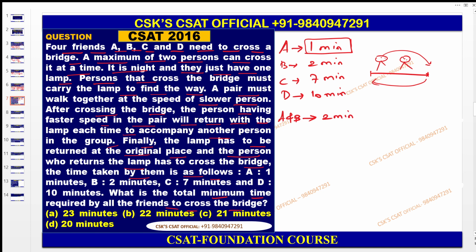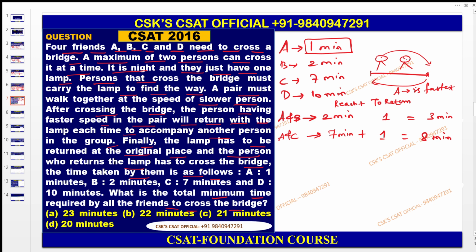Then to return, who is going to return? The faster one, which is A. A is the fastest among all, so A is the one accompanying all the people. So 1 minute, the total here is 3 minutes. So now B reaches there. Now A comes here, takes C, and moves. A also needs to walk along at the speed of C. So therefore 7 minutes. Return 1 minute. So therefore 8 minutes. So B reaches, C reaches.